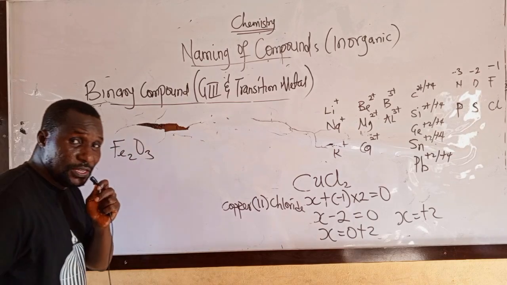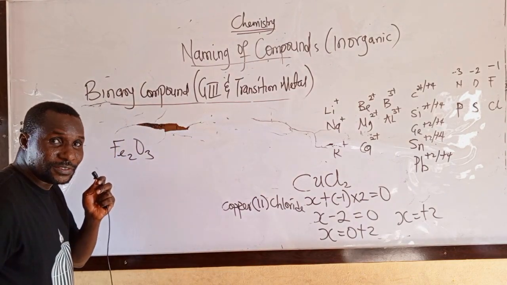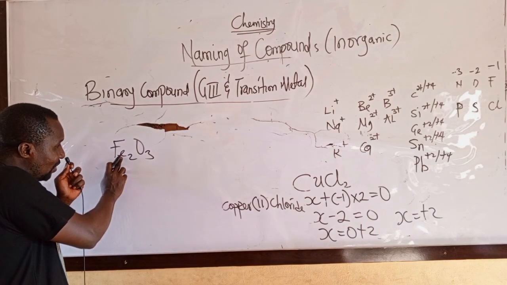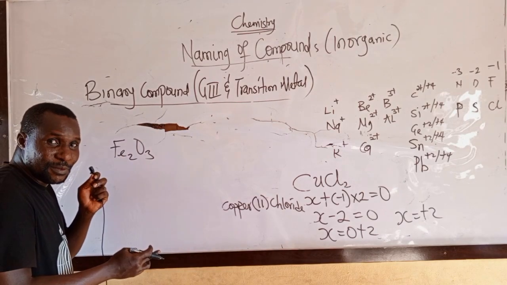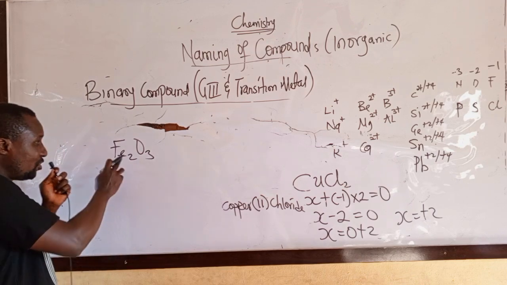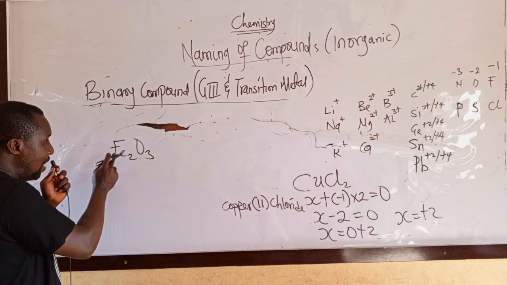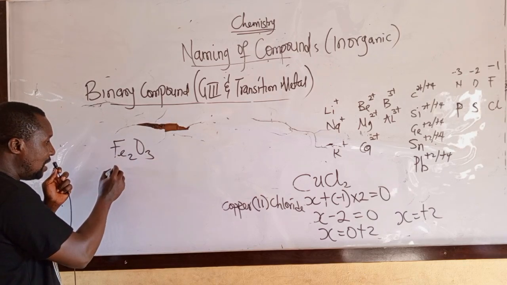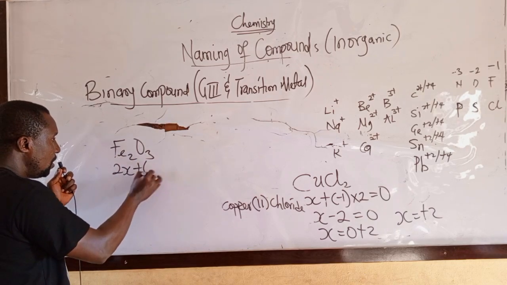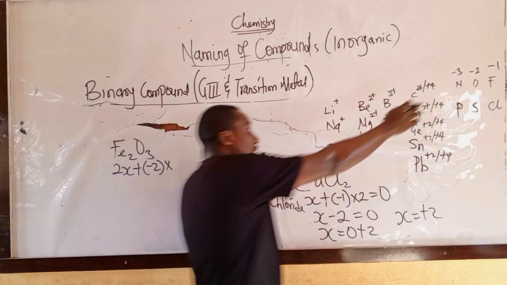When you have Fe2O3, what is the name of this compound? How do we do it? Calculate the oxidation number of iron, but this does not always show that the oxidation number of iron is what? +3. Calculate the oxidation number of iron, I don't know, x. How many iron do I have? 2. That is 2x plus -2 times what? The oxidation number of oxygen is -2.